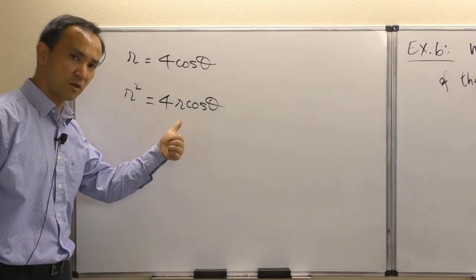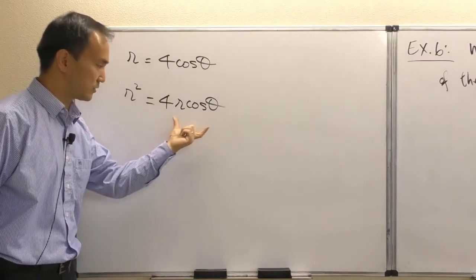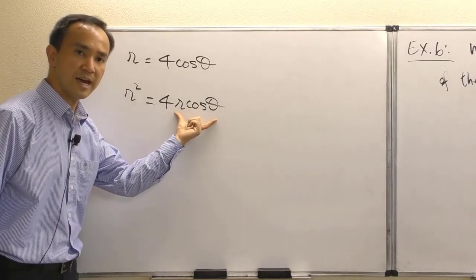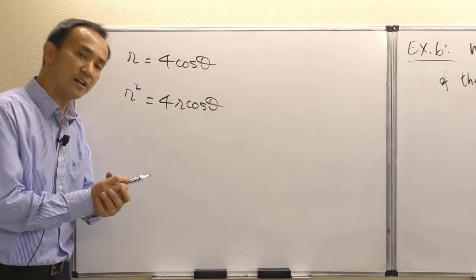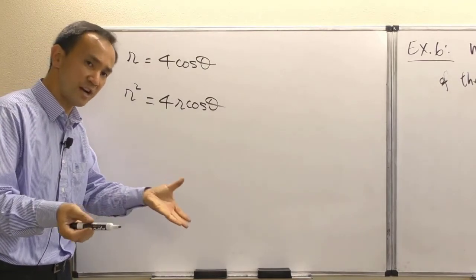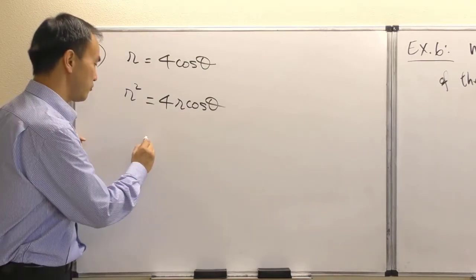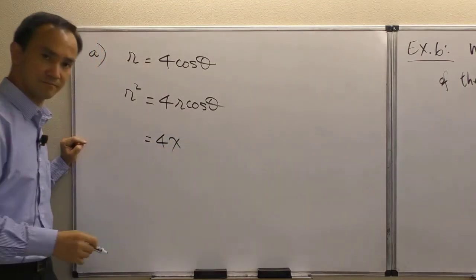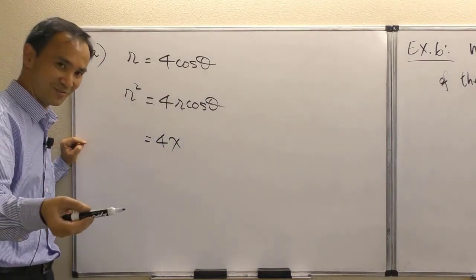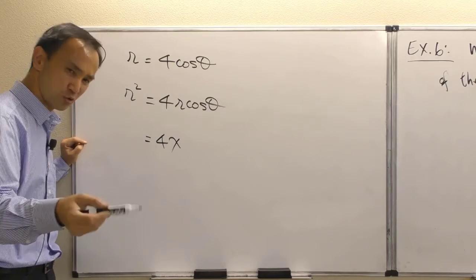Sweet, we got what we needed. R times cosine theta is now going to be x. That's how we defined that, and that's how that relationship pointed it out for us. So this now, in the next step, will become 4x. We're slowly getting there.